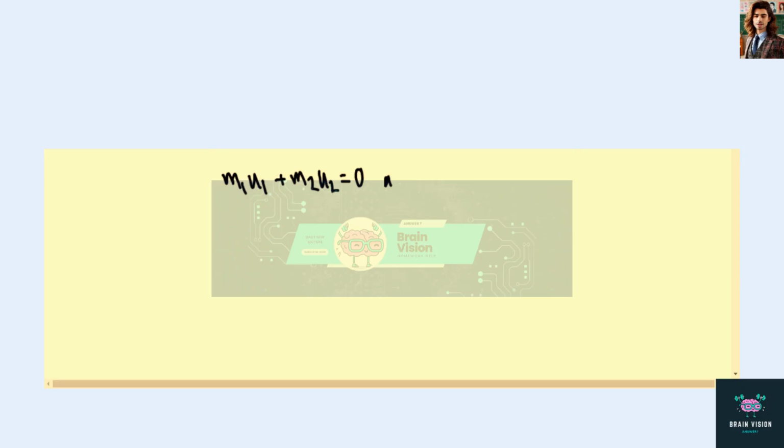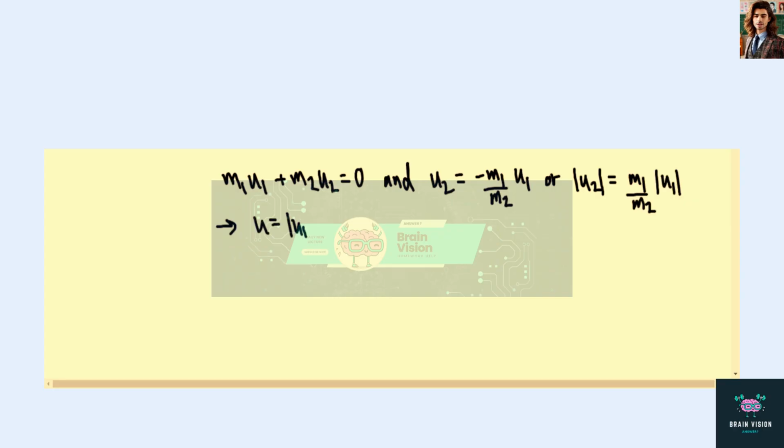From this relation, we can obtain one velocity in terms of the other. For example, u2 will equal negative m1 over m2 times u1. Or the magnitude of u2 simply equals m1 over m2 times the magnitude of u1. The total speed will then be the magnitudes added together.